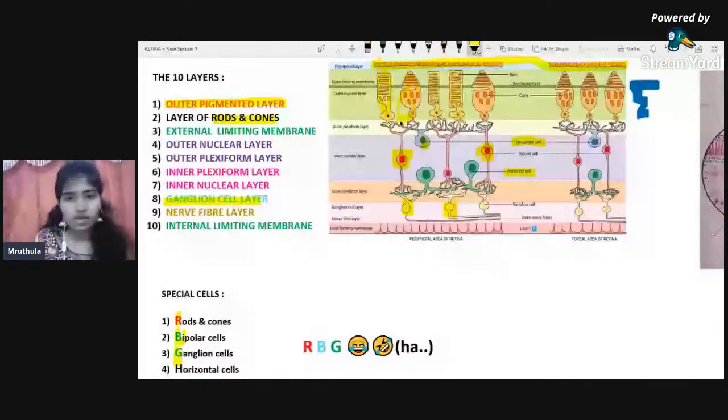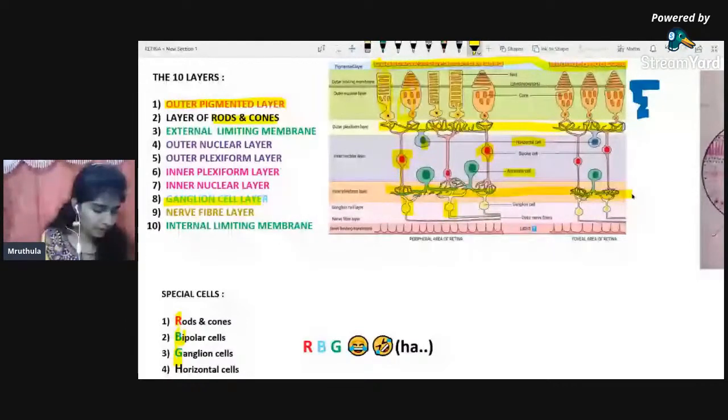Okay. So let us not concentrate on the horizontal cell and amacrine cell now. Leave that now. We'll just talk about the rods, cones, bipolar, and ganglion, only about the RBG. So in between the R and the B, we have the outer plexiform layer. And in between the bipolar cell and the ganglion cell, there is a plexus again. And this plexus is called inner plexiform layer. Now we have completed 2 layers. What are the 2 layers we've completed now? The outer plexiform layer and the inner plexiform layer.